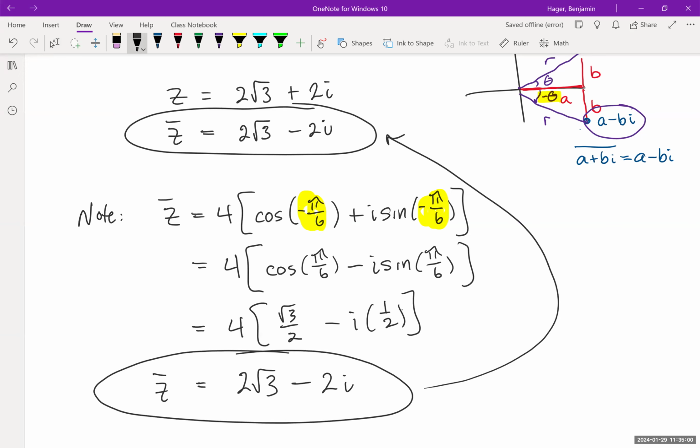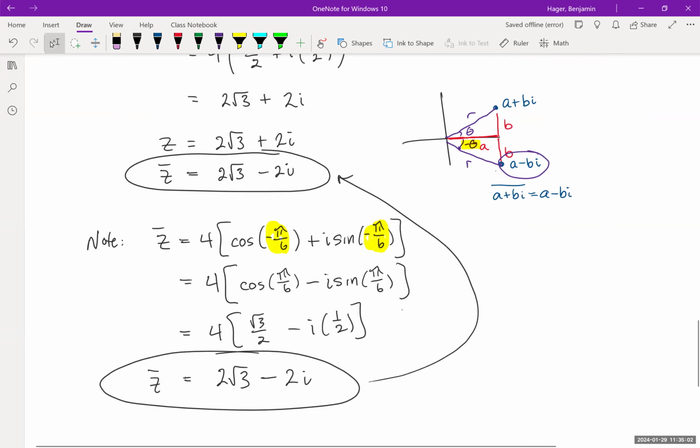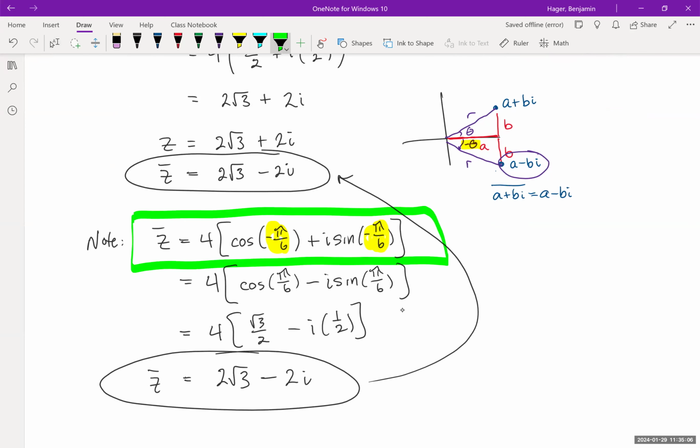All right, so two different approaches. This is just to highlight that you can find the conjugate of a complex number when you're in trig form. You don't have to go to algebraic form or rectangular form to switch the signs around. It's obtained by using the opposite angle.